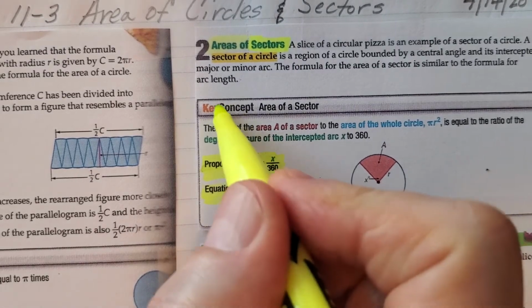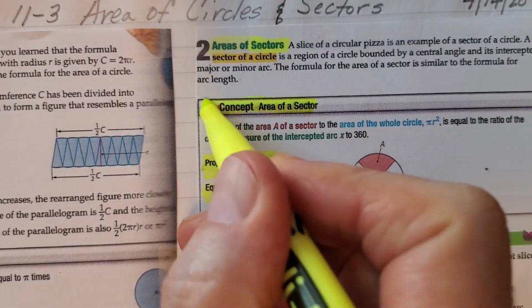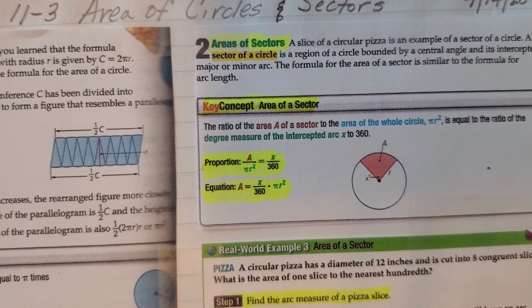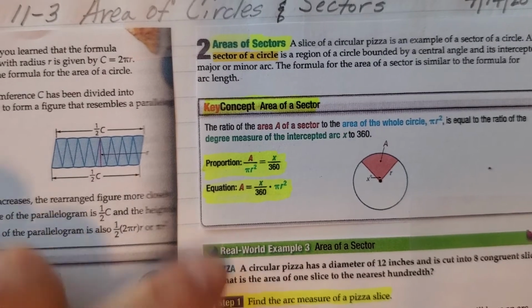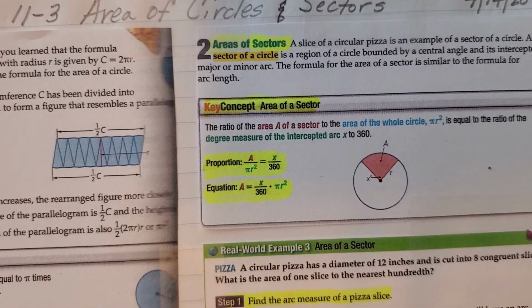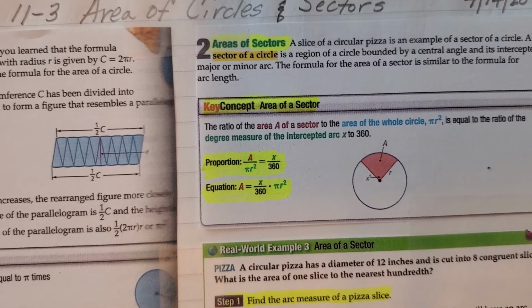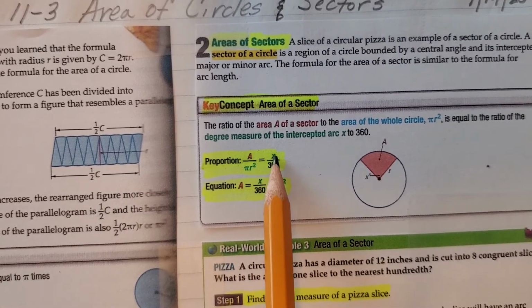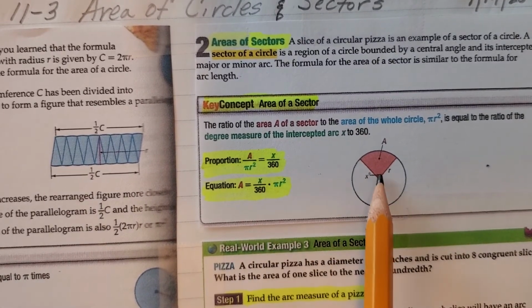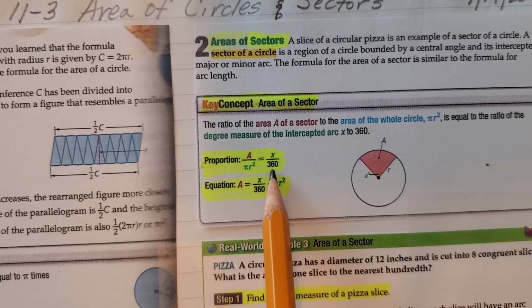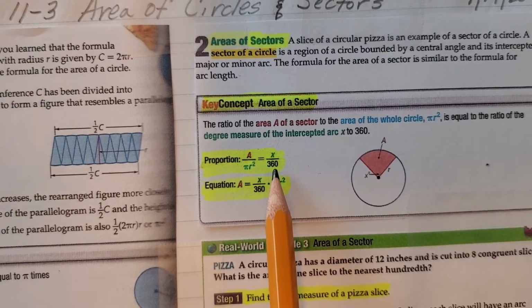The area of a sector is basically a piece of the whole. So for the area of a sector, you can write a proportion: area over pi r squared, because that's the whole, equals the part, x, the central angle, over the entire degree measurement of 360.